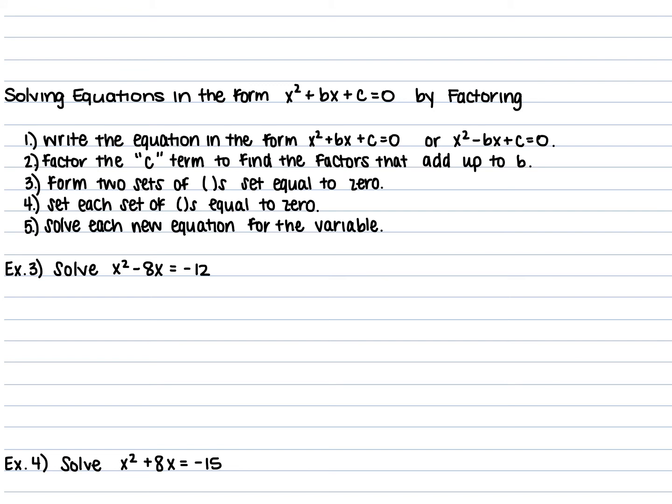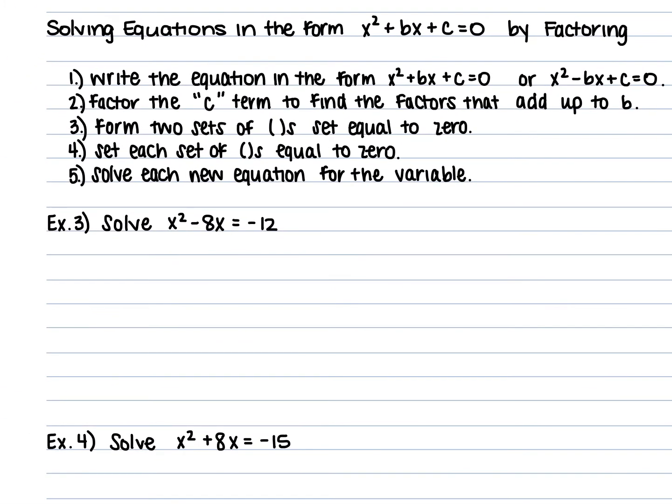If we look at example 3, we are given x squared minus 8x minus 12. This equation is not equal to 0, and in order for us to start, it has to be equal to 0. So we're going to move the 12 over by adding it to both sides. It doesn't combine with any like term on that left side with that x squared minus 8x. So this gives you x squared minus 8x plus 12 is equal to 0.